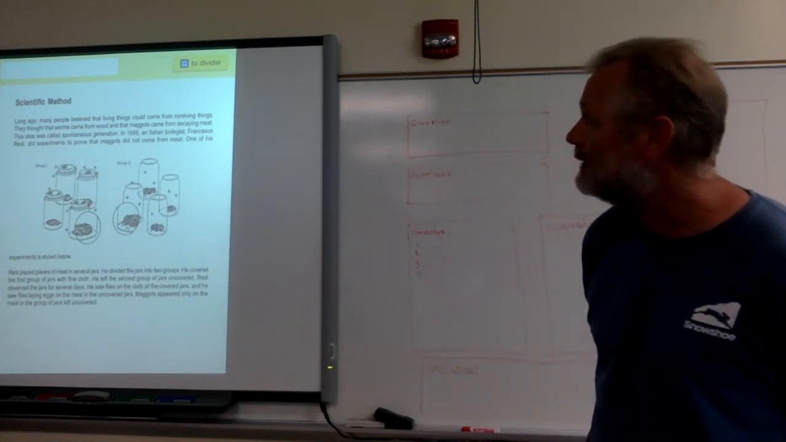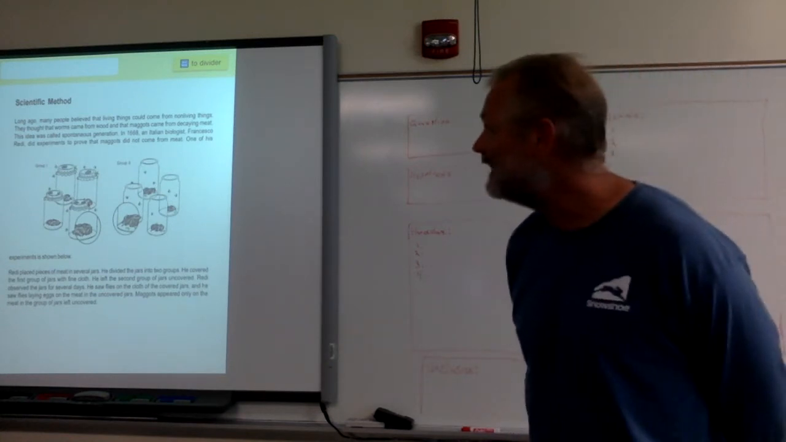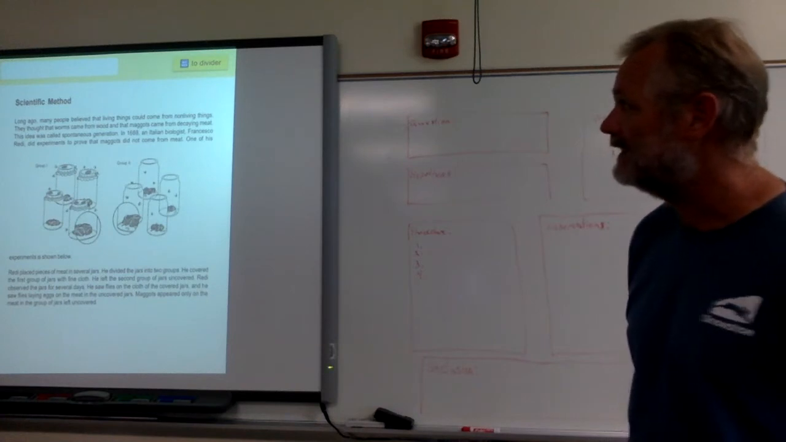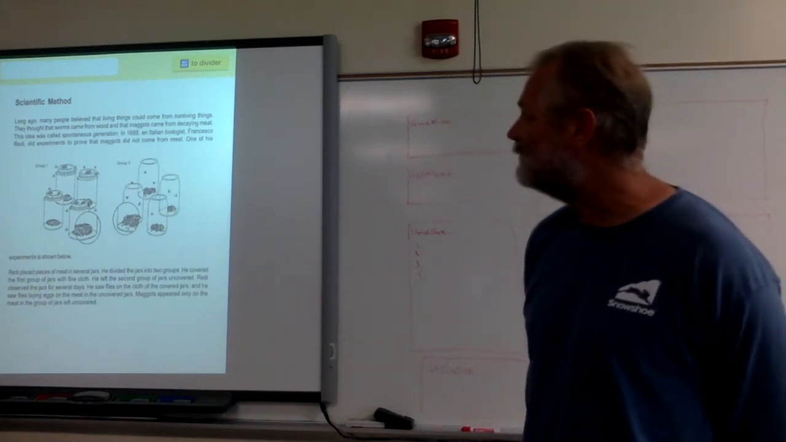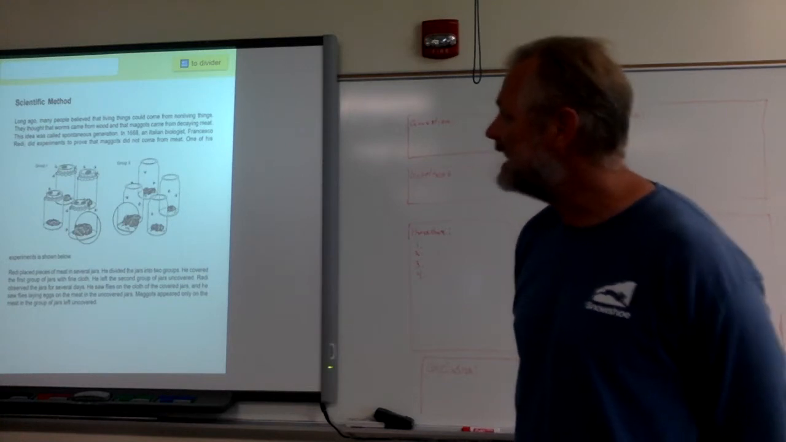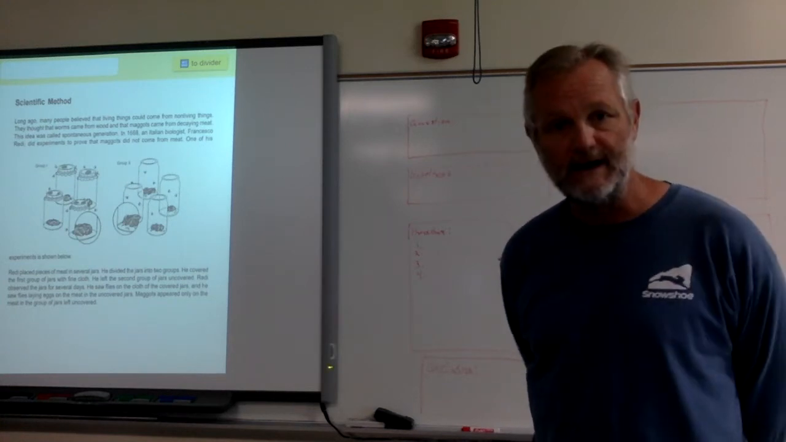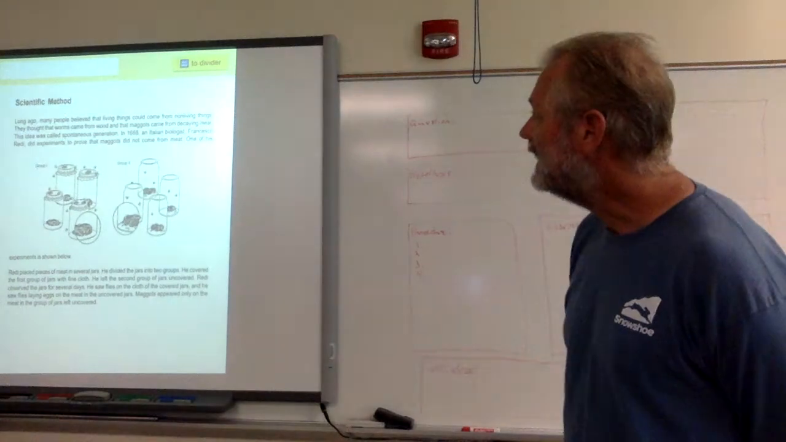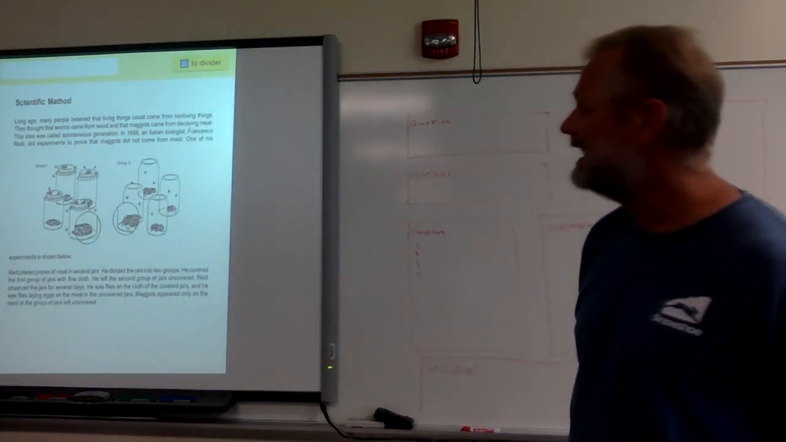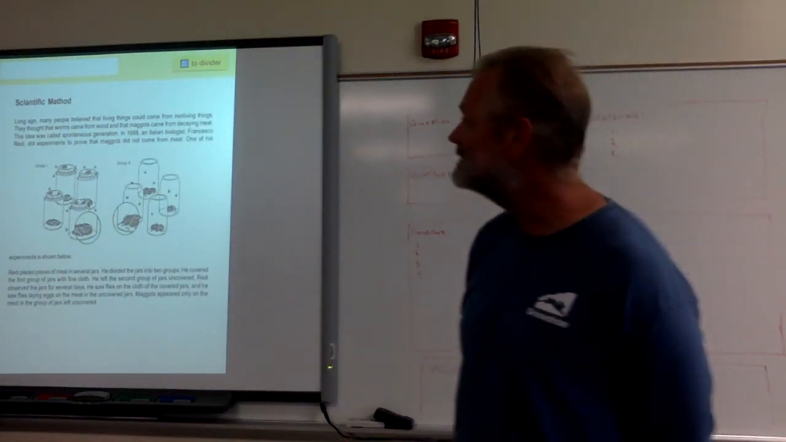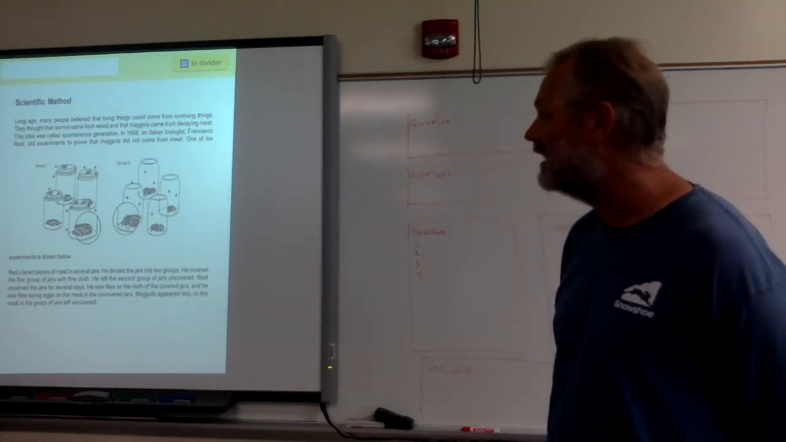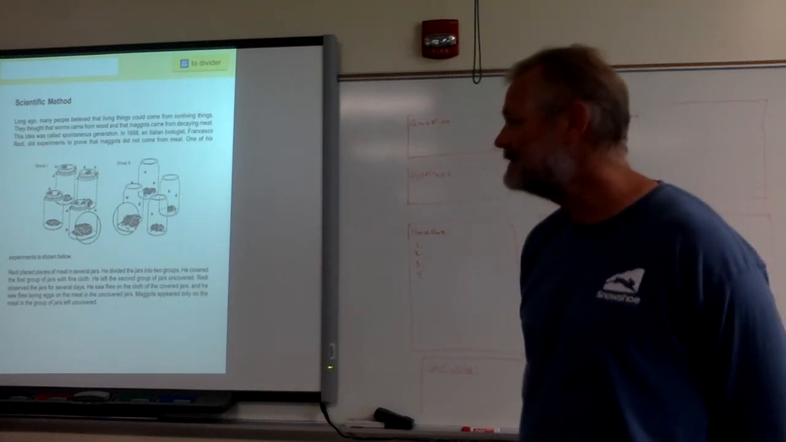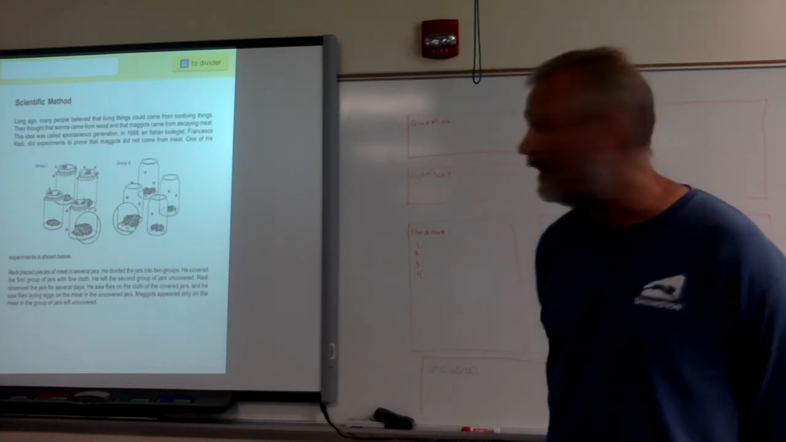It says, long ago, many people believed that living things could come from non-living things. They thought that worms came from wood and that maggots came from decaying meat. This idea was called spontaneous generation. In 1668, an Italian biologist, Francesco Redi, did experiments to prove that maggots did not come from meat. One of his experiments is shown above.